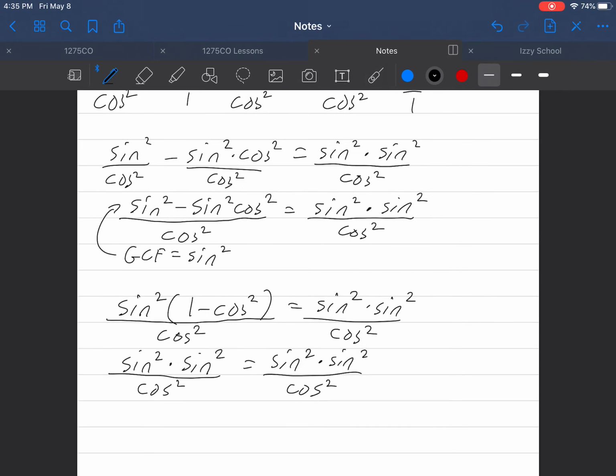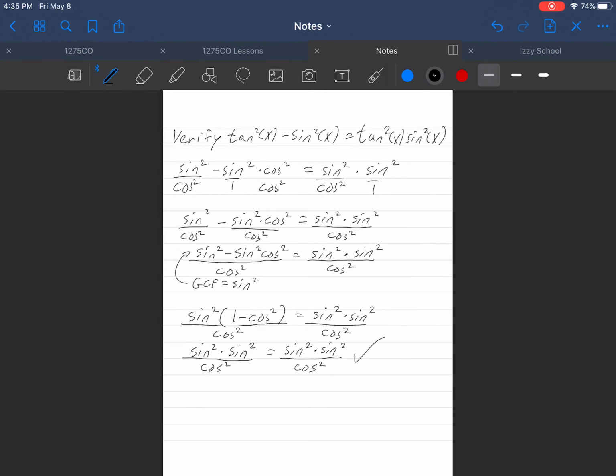And the left side and right side match up. This verification is done. We have proven that tangent squared x minus sine squared x is equal to tangent squared x times sine squared x. Right? They are in fact the same thing.